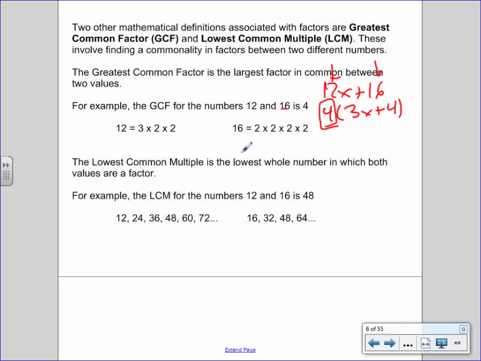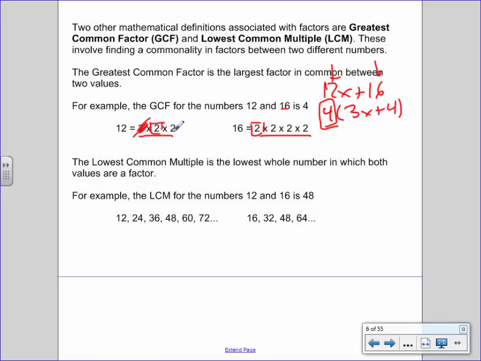Here's one way of figuring it out, though. If you were really stumped on how to find a greatest common factor, literally find all of the prime factors. So I've written them out here. 12 is 3 by 2 by 2. And 16 is 2 by 2 by 2 by 2. If you want to figure out a greatest common factor, then figure out what both of these have in common. So this one has a 3. Does this one over here have a 3? Okay. This one has a 2. Does this one over here have a 2? Okay. They both have at least one 2.